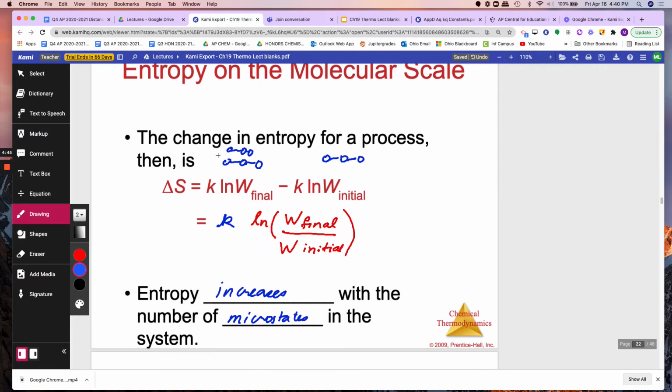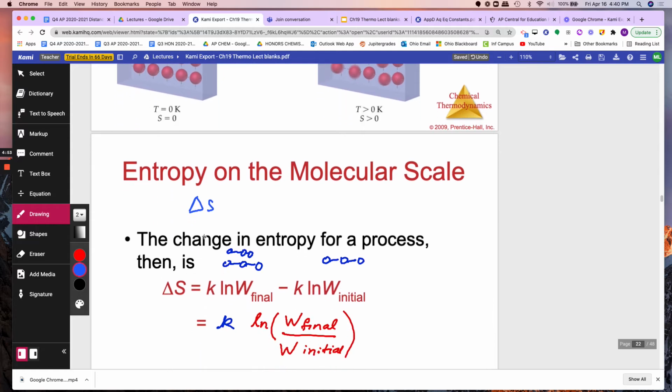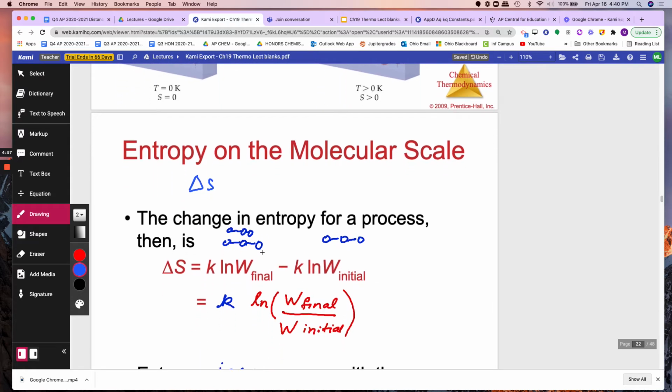Okay, so now let's talk about the change in entropy. So here we're only talking about S, which is the absolute number of the entropy. Here we're looking at the change. How does it change from final minus initial? I drew some molecules here.